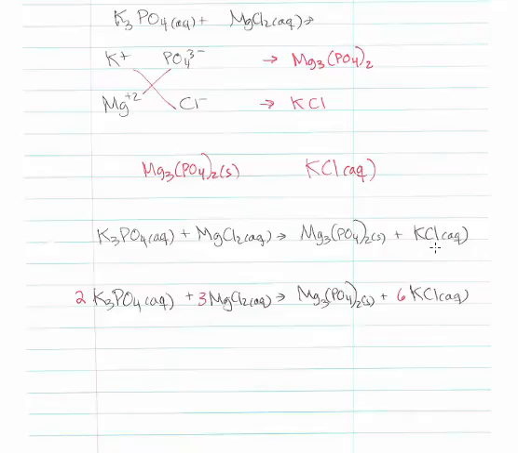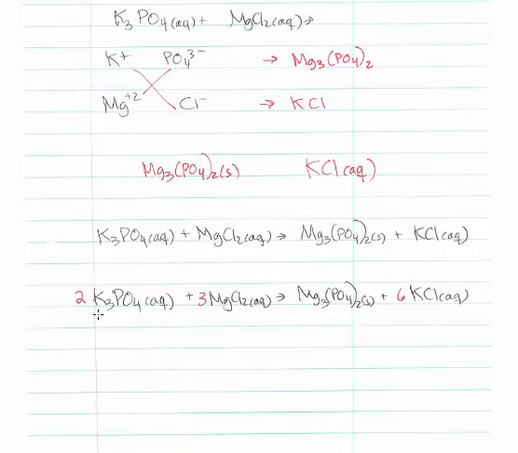The next thing I want to do is balance my chemical equation. I notice that I have 2 phosphates here. So I need a coefficient of 2 for my potassium phosphate. Now I have 2 phosphates on my reactant side and 2 phosphates on my product side. I also have 3 magnesiums on my product side. So I put a coefficient of 3 in front of my magnesium chloride. Now I have 3 magnesiums on my reactant side and 3 magnesiums on my product side.